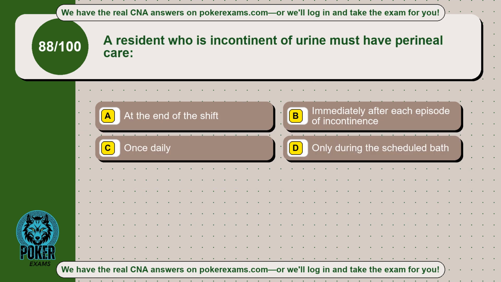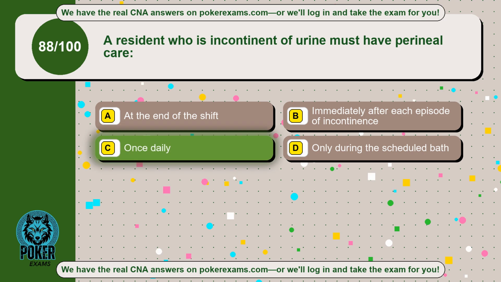Question 88. A resident who is incontinent of urine must have perineal care: Option A, at the end of the shift. Option B, immediately after each episode of incontinence. Option C, once daily. Option D, only during the scheduled bath. The correct answer is option C.